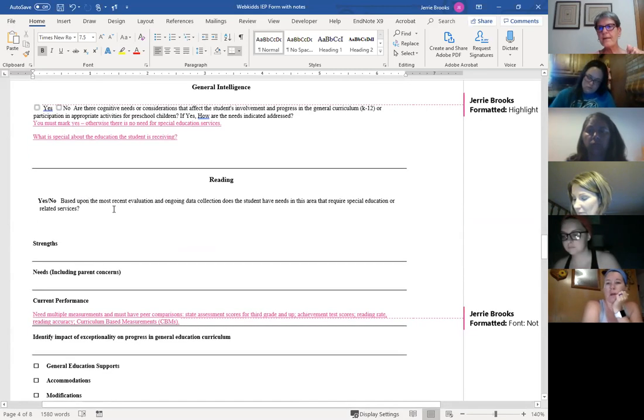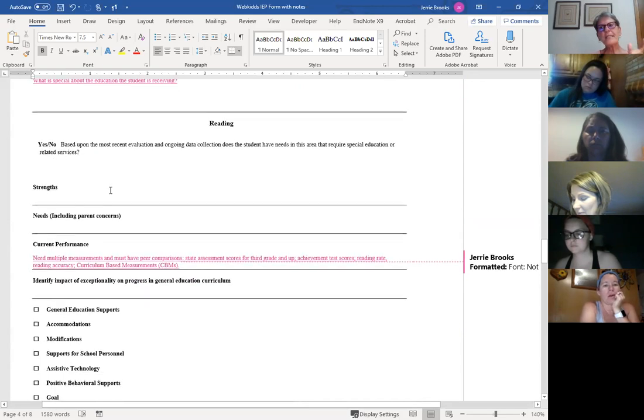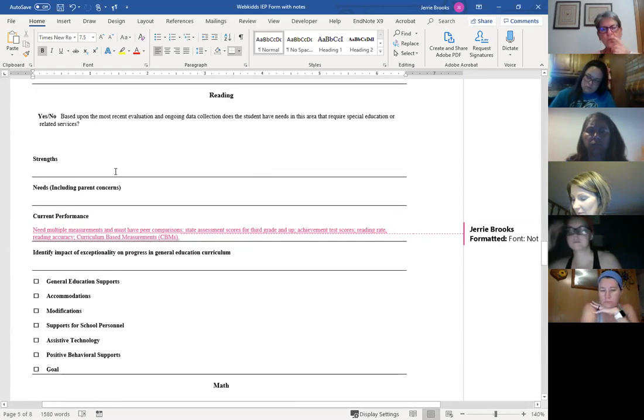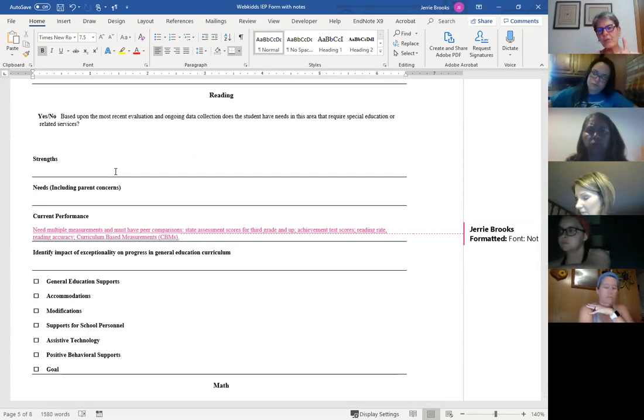Those kinds of things. So when you get to reading, because this is really the first of the academic areas, there's reading, math, and written language. When you get to reading, all of you are going to have a reading goal on the IEP that you're going to write.